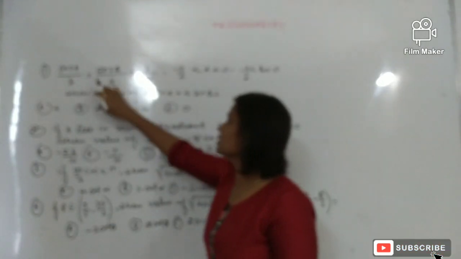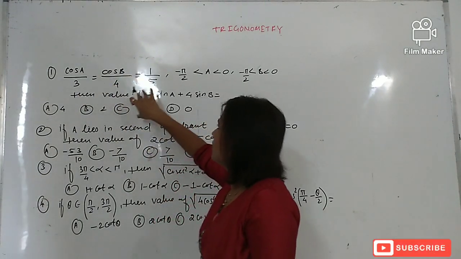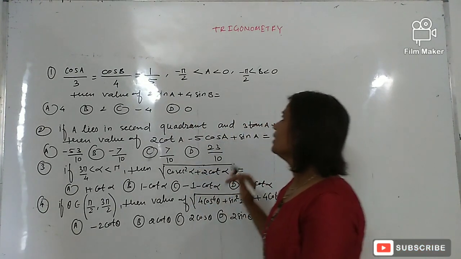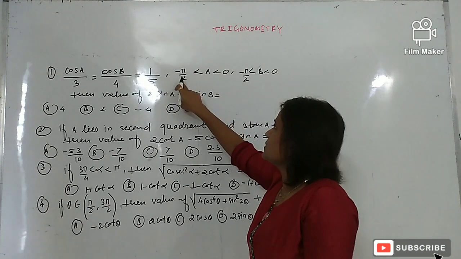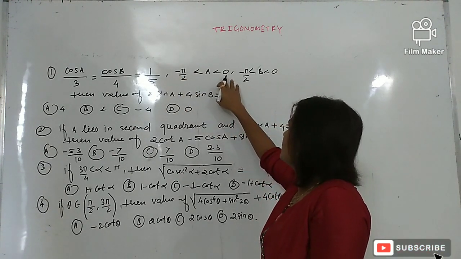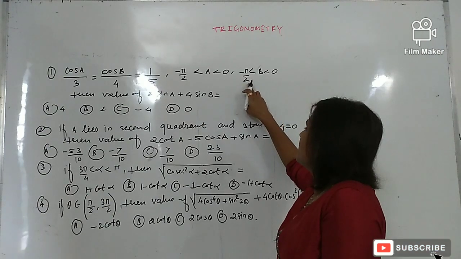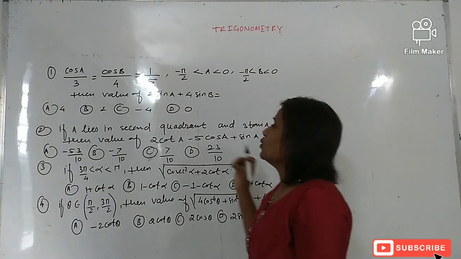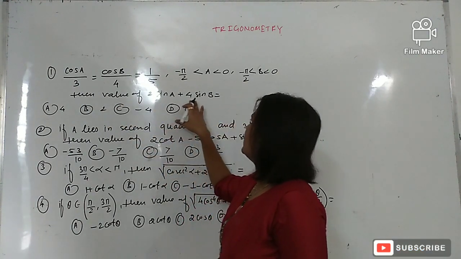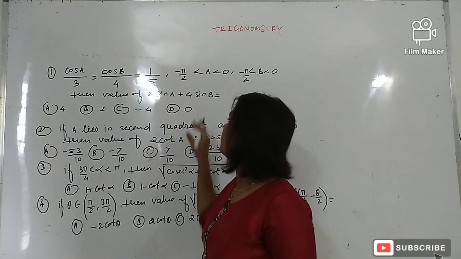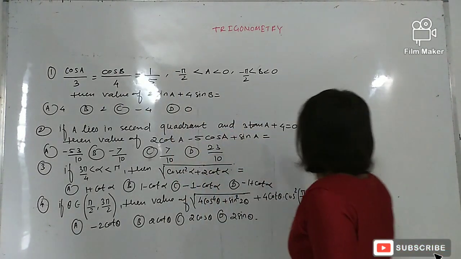The question is: given that cos A upon 3 is equal to cos B upon 4, equal to 1 by 5, and this A value is greater than minus pi by 2 and less than 0, and this B angle is greater than minus pi by 2 and less than 0. So this equation is given, then we have to find out the value of 2 sin A plus 4 sin B. Okay, so start from the given equation.